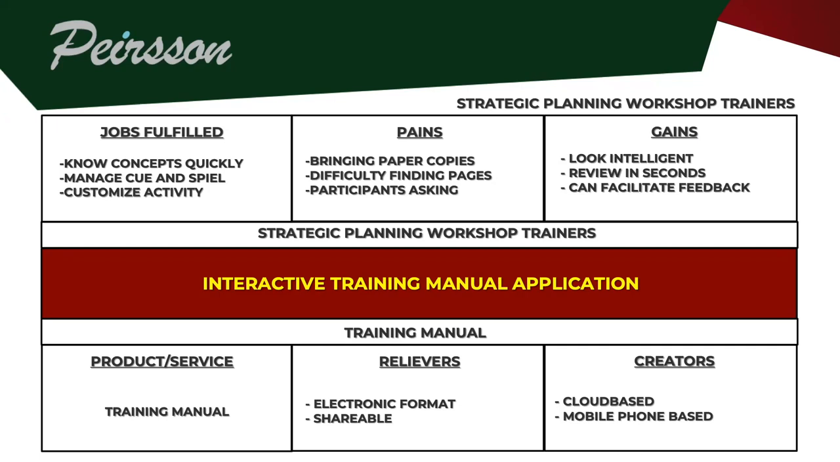However, the pains, as the strategic planning workshop trainers enumerated, are they don't want to bring paper copies of the training manual, right? Because it's heavy and it can be misplaced. Also, it's very difficult to find specific concepts in the whole training manual. The training manual is a 100-page document. So finding specific concepts would be very difficult if you're pressed with time, if you're conducting a strategic planning workshop. And also, participants are always asking for copies, right? And maybe you don't have extra copies, and it's very costly to print, right?